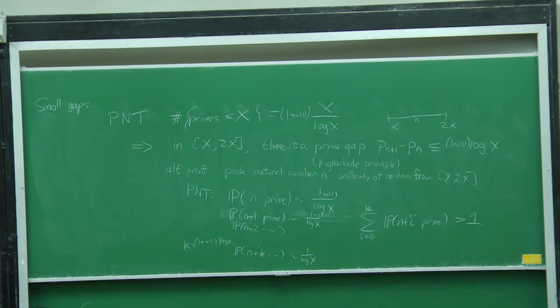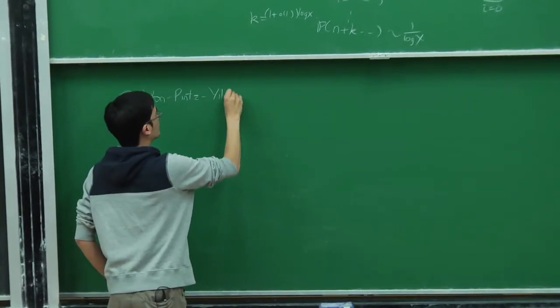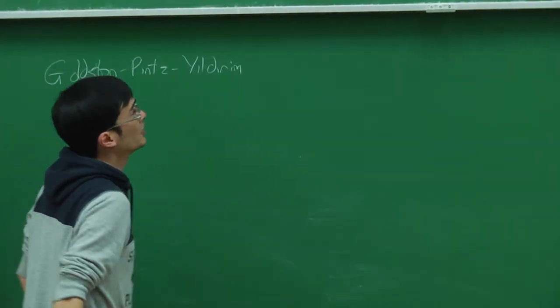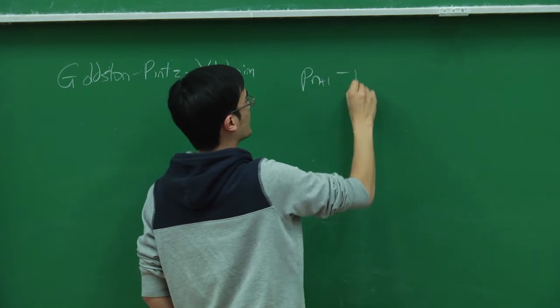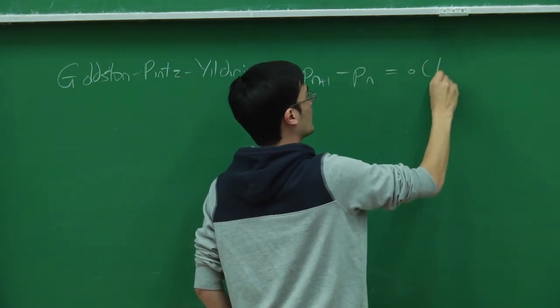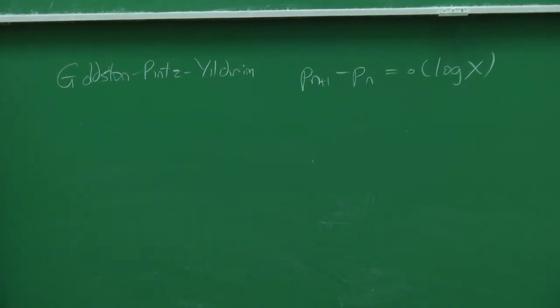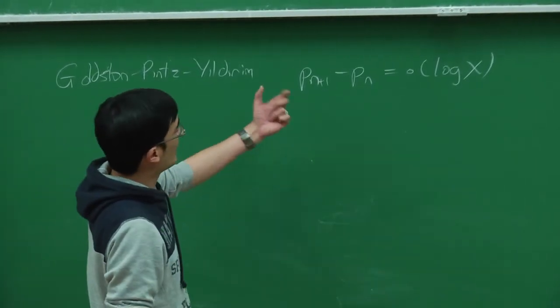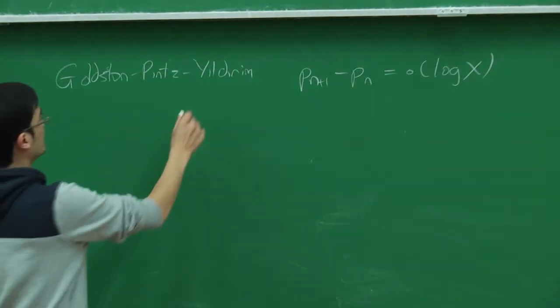There was a big breakthrough of Goldston-Pintz-Yıldırım in about 2004, where they could show that inside the interval x to 2x, you could actually get a prime gap which was little o of log x, that is, log x times something that went to 0. So not yet bounded, but growing slower than log x, and this was about 2004.